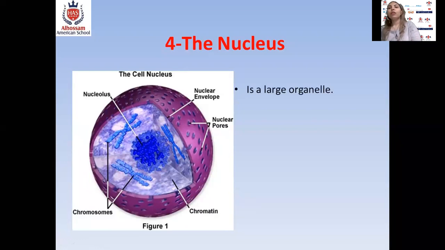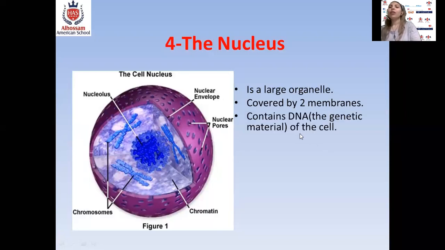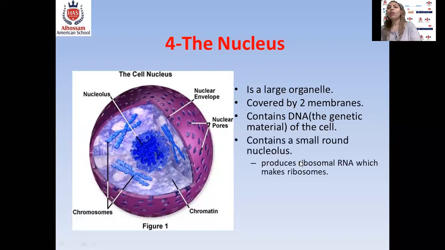So let's know more about the nucleus. It is a large organelle. Ribosomes are the smallest organelle, while the nucleus is a large organelle. It is covered by 2 membranes, contains DNA, the genetic material of the cell, and contains a small round nucleolus.